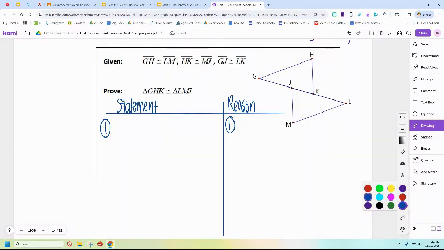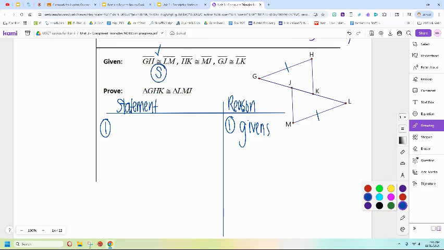Let's take a moment to look at our givens. The first one says segment GH is congruent to LM. When I look at the triangles that are there, I can clearly see there are just 2 triangles. Not only have I marked it on my picture with a check mark, I can see that that's a set of sides.